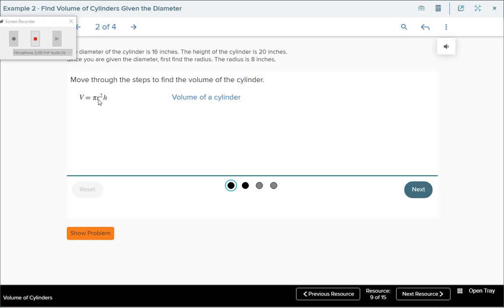We're going to replace this r, not with a 16. Is that a potentially costly mistake? It's potential. You could just read this and put the 16 in place of that r. Would that be wrong? Yeah. So let's replace that r with an 8. Volume equals 8 times 8, which is 64, times the height, which is 20.